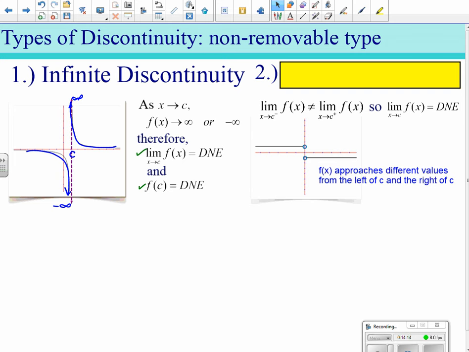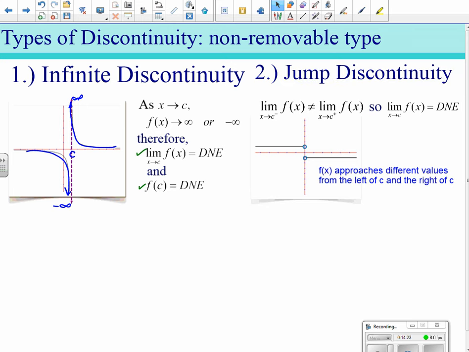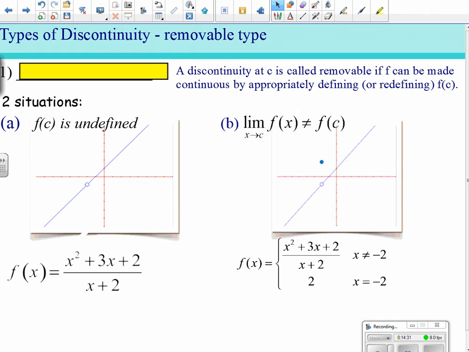Number 2 here, the limit, I can see that I've got this jump discontinuity. Whoops, I think I might have given it away. Jump discontinuity. There is a gap between the left side of the limit as well as the right side of the limit. Jump discontinuity. How about removable discontinuities?